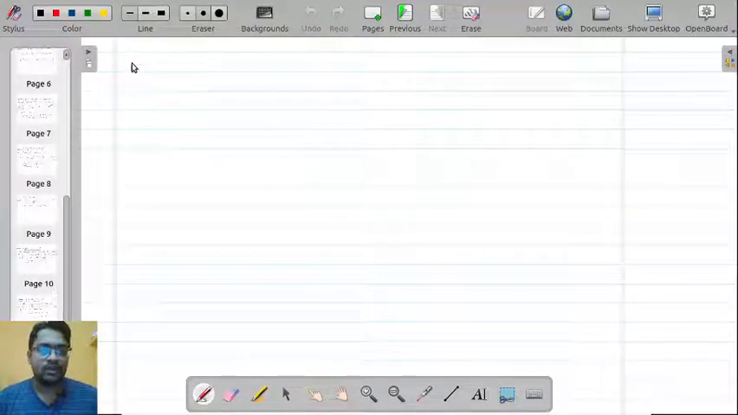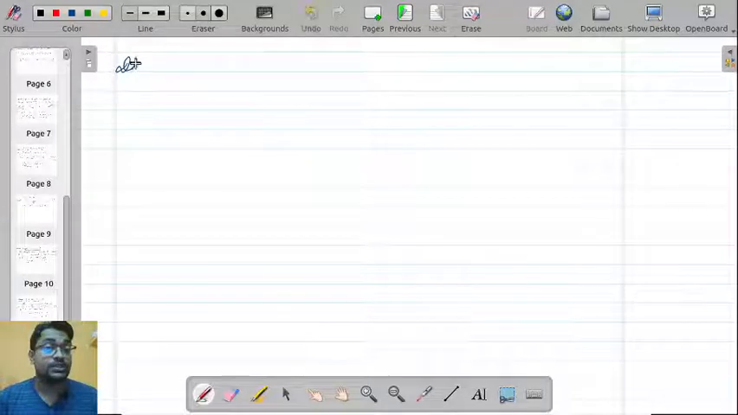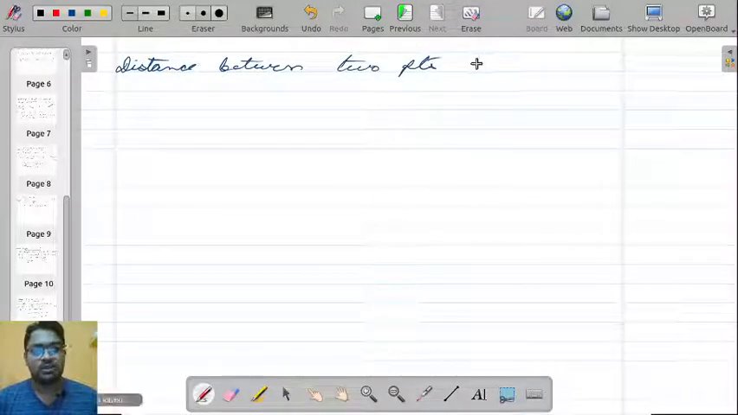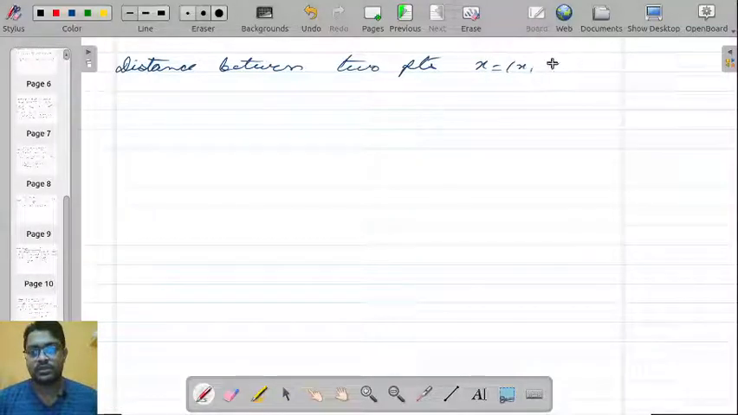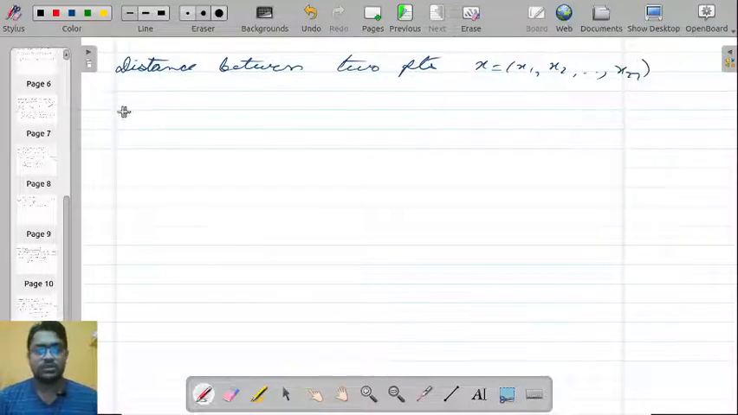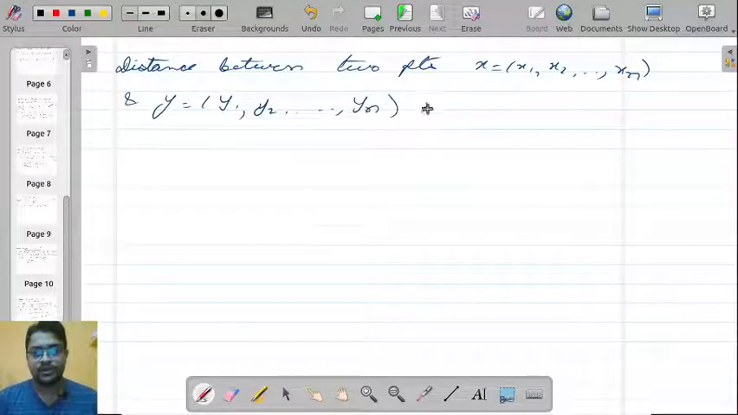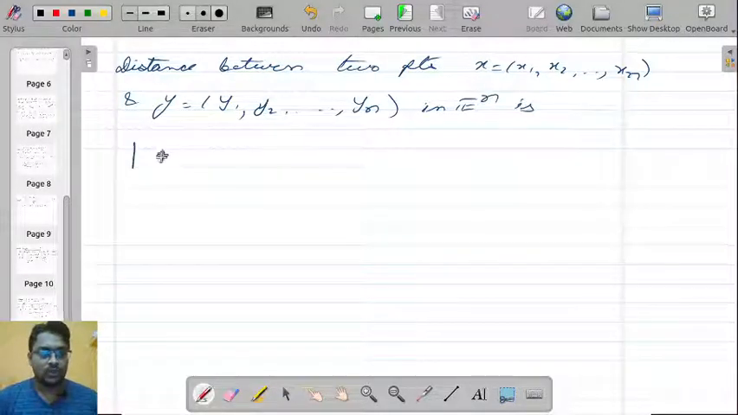Then we have something called the distance between 2 points. I think I had given you this definition once. The distance between 2 points x equal to x1, x2 up to xn, and y equal to y1, y2 up to yn in E to the power n is the norm of x minus y.